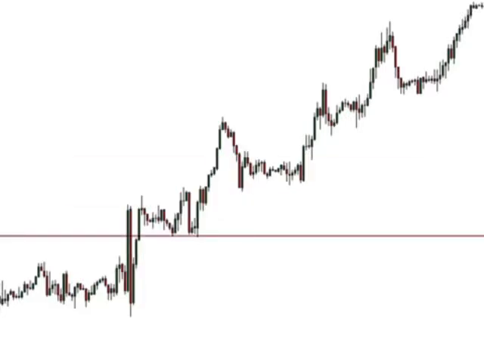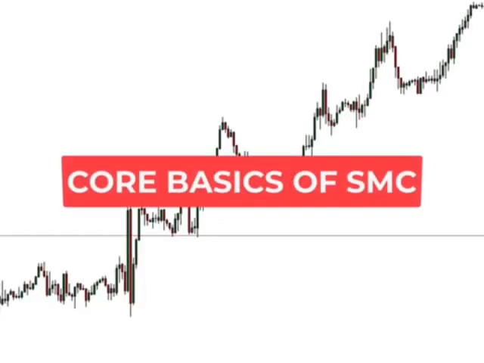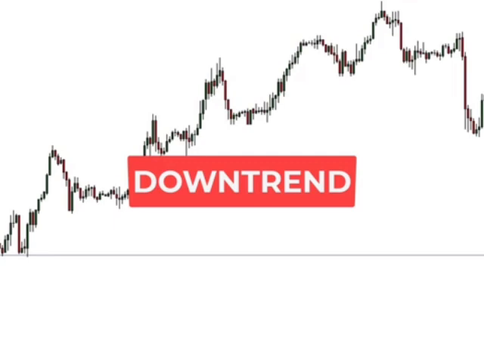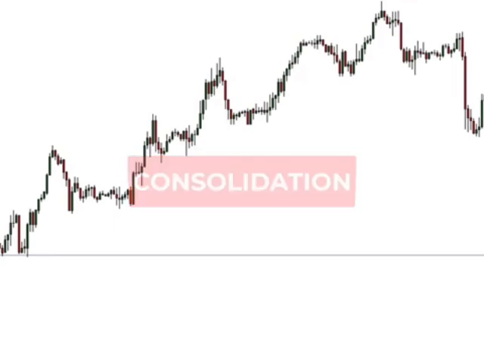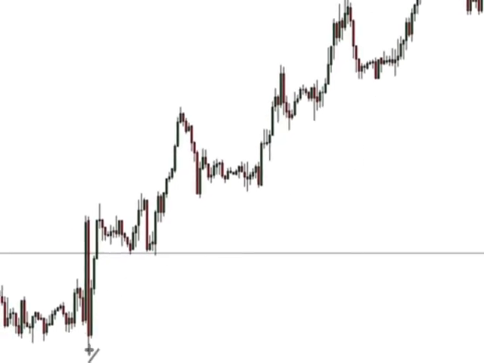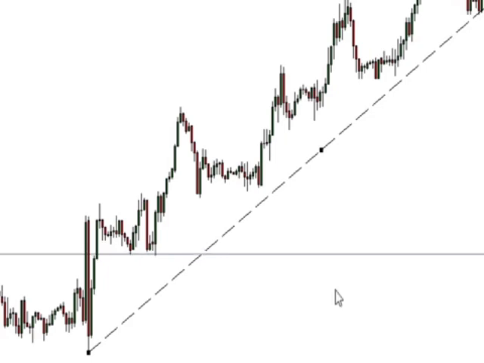No matter what financial asset you are trading, we have three basic elements of market structure. We have an uptrend, we have a downtrend, and a consolidation. These are the three basic elements of market structure. What I have right here, if you can see my chart, is basically an example of an uptrend, the one you see from here to this level. I'm going to show you how to identify break of structure in this uptrend.